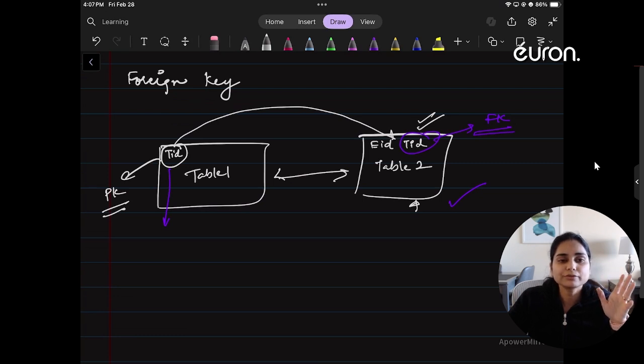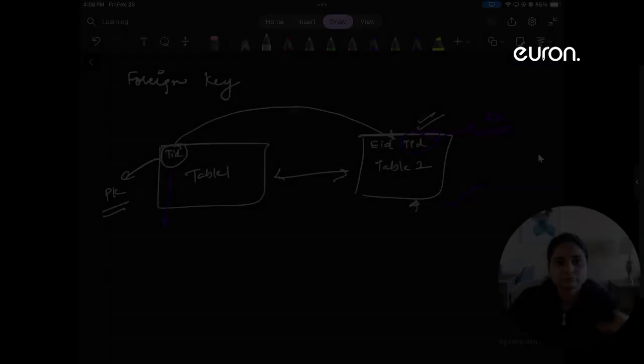And here we are also ensuring data integrity. That is possible with the help of foreign keys. With the help of a foreign key, it is going to be easier for us to represent data integrity and to represent a relationship between the two tables.